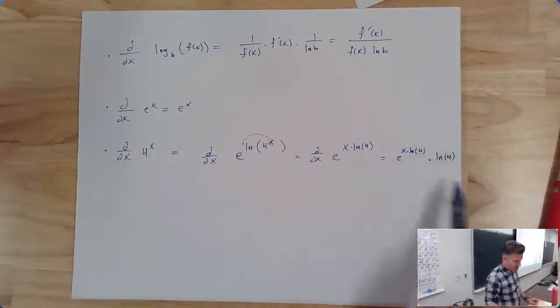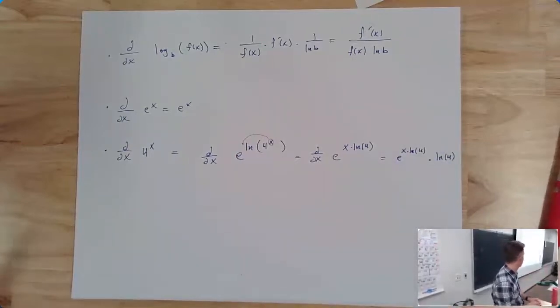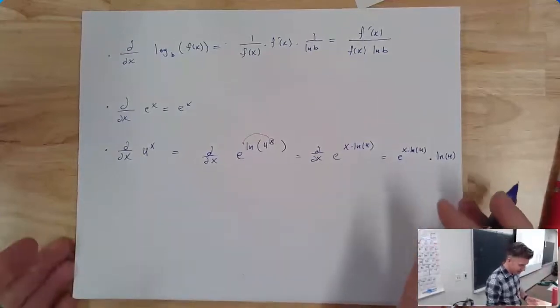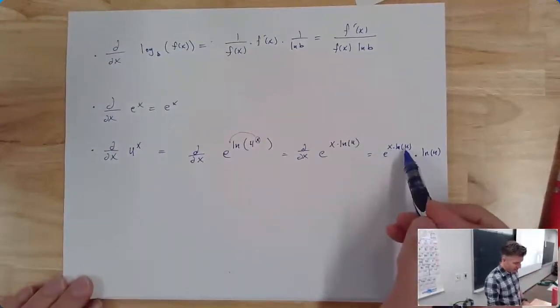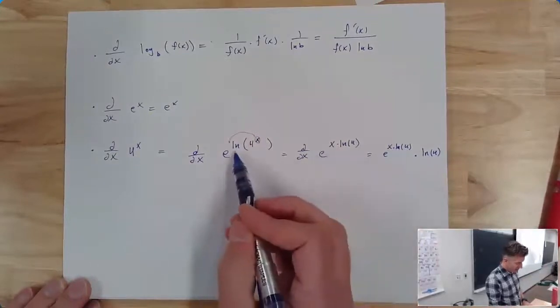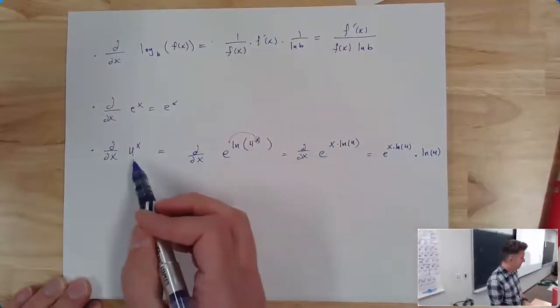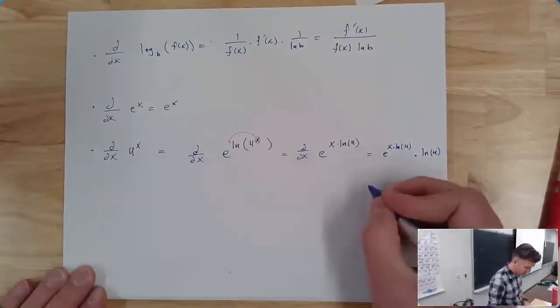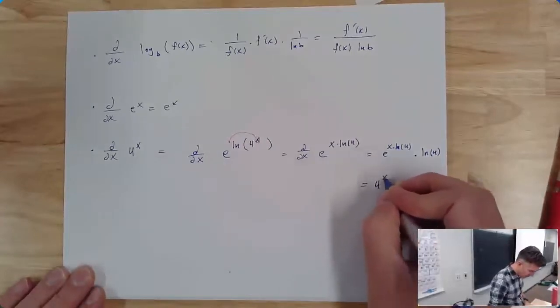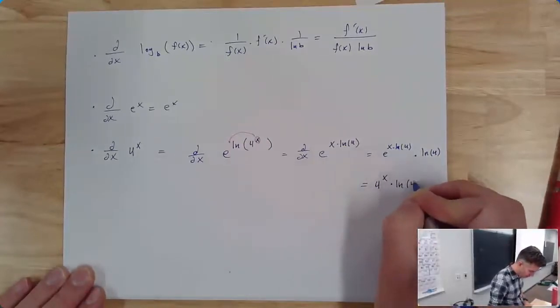Now, one last thing I want to do is I want to make this look nicer. Because no one wants you to write your answer like this. Because e to the x times natural log of 4 is the same as e to the natural log of 4 to the x, which is the same as 4 to the x. So really my answer should be written as 4 to the x times the natural log of 4.